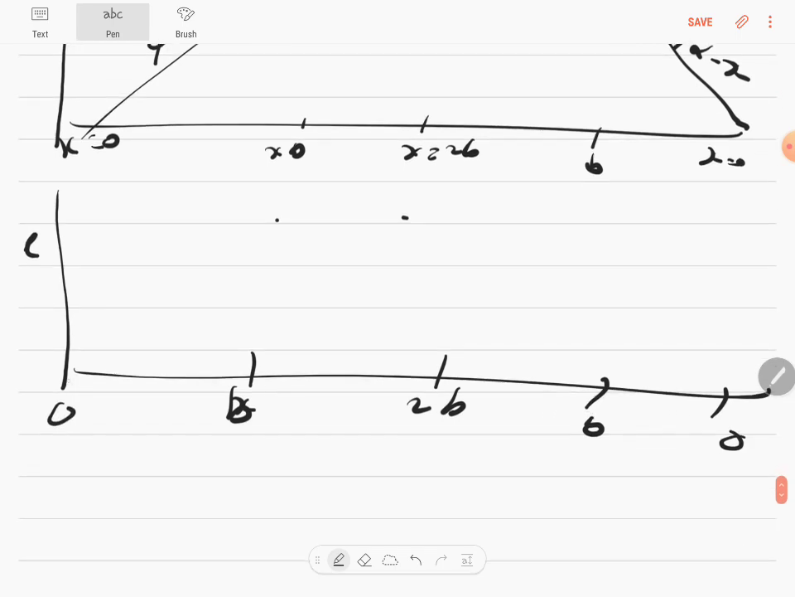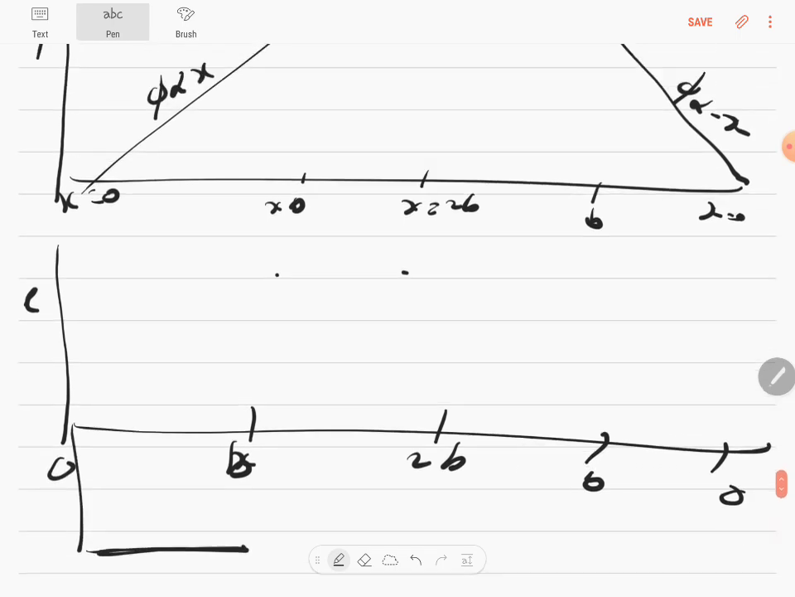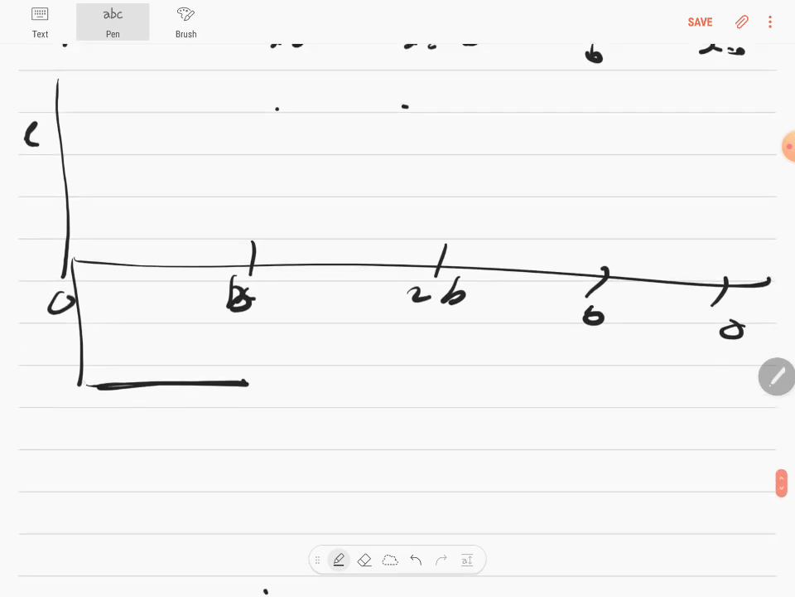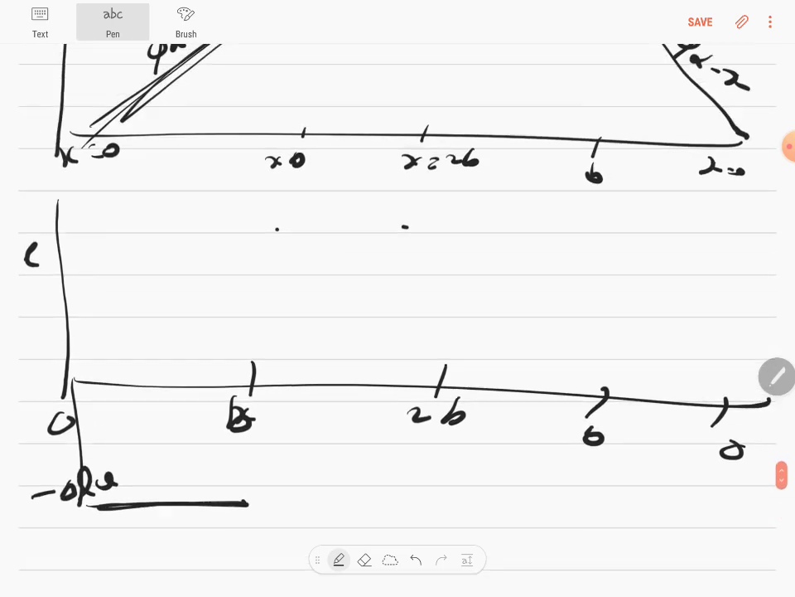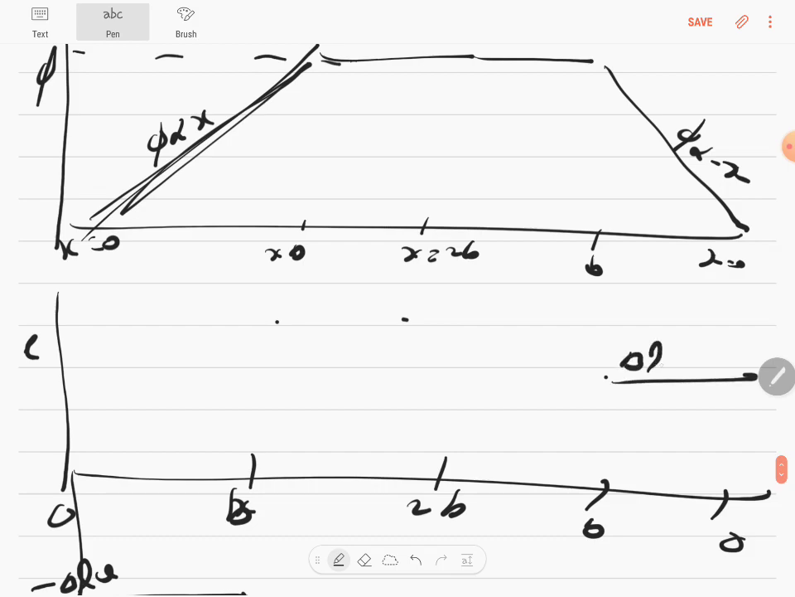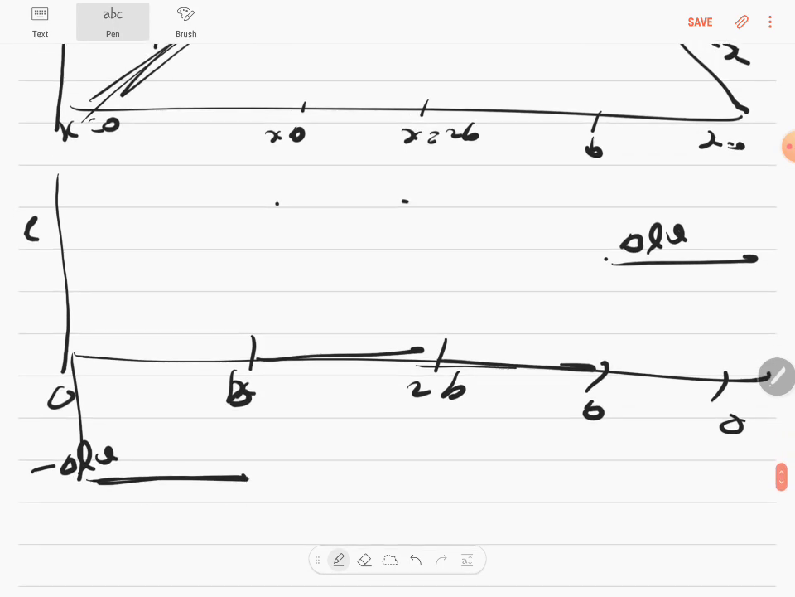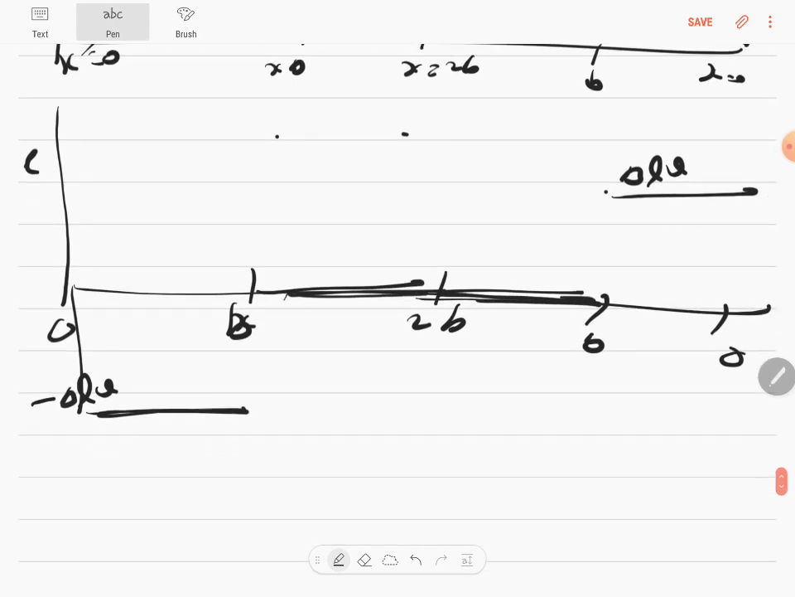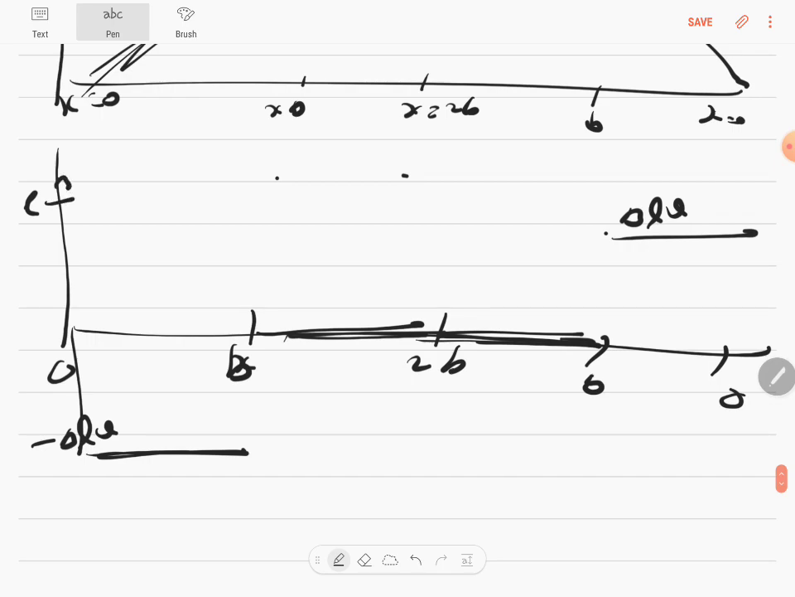As far as EMF is concerned, it will be negative when the flux is positive. This is positive flux, so the EMF will be negative, which is minus BLv, and here it will be plus BLv. The EMF will be 0 where the flux is constant. When the flux is a constant, EMF will be 0. So this is the graph. Are you clear? The y value here is plus BLv, and the y value here is minus BLv.